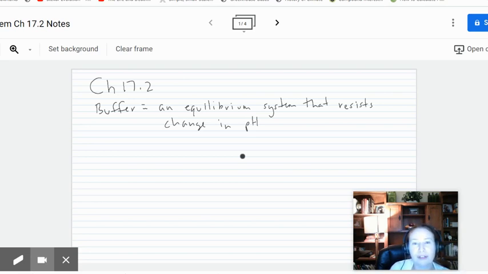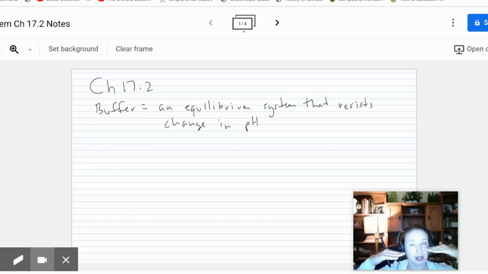We can have buffers of all kinds of different pHs. For example, in our stomach, we could have an equilibrium system going on where we want the pH of our stomach to remain very low. We want it to be acidic. There's hydrochloric acid in there. So you can have a buffer with a pH of 2, for example. Or we might want a system where the pH is stable, but it's a base. So it could be something like a pH of 11.